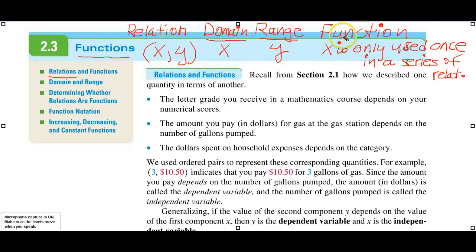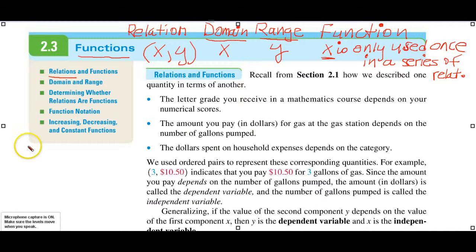And then we have a special term in math which is called a function, and that's what this section is all about. And we determine if something is a function if the X element in the relations is only used once. And we'll be seeing an example of this a little later.